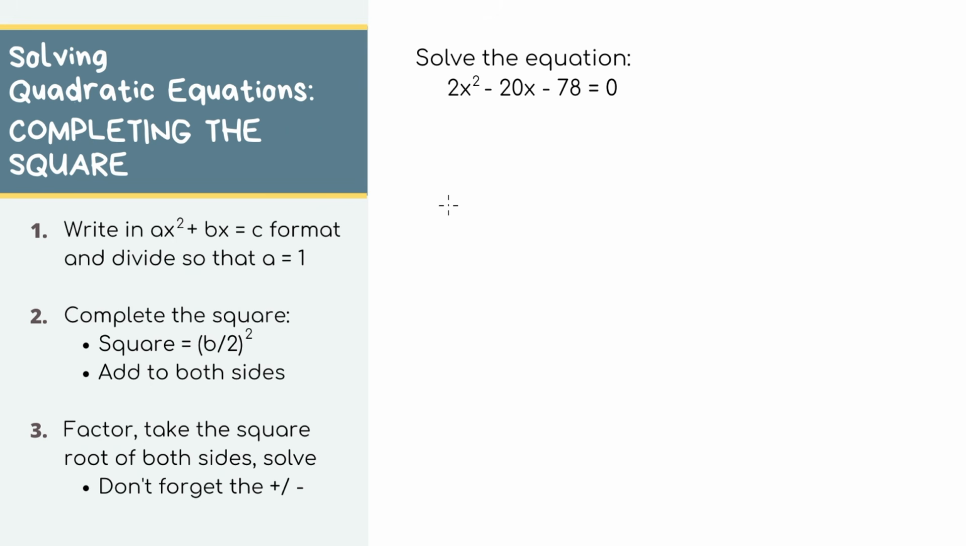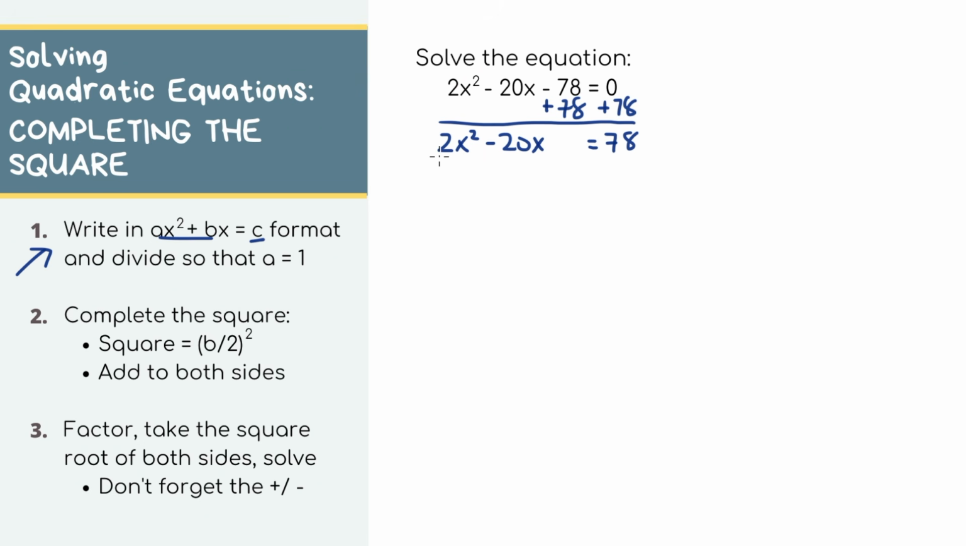This is the method I hate the most, just because I don't get why it's necessary when you have factoring and the quadratic formula, but anyways. The first step is to rewrite the equation in this format, where you put everything that has an x on the left side and all of the numbers without an x on the right side. And also you have to make sure that the coefficient in front of the x squared is 1.